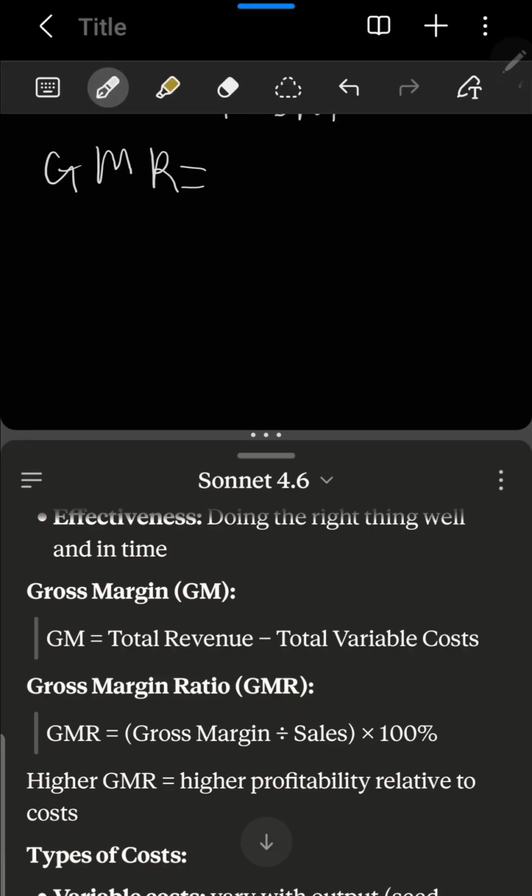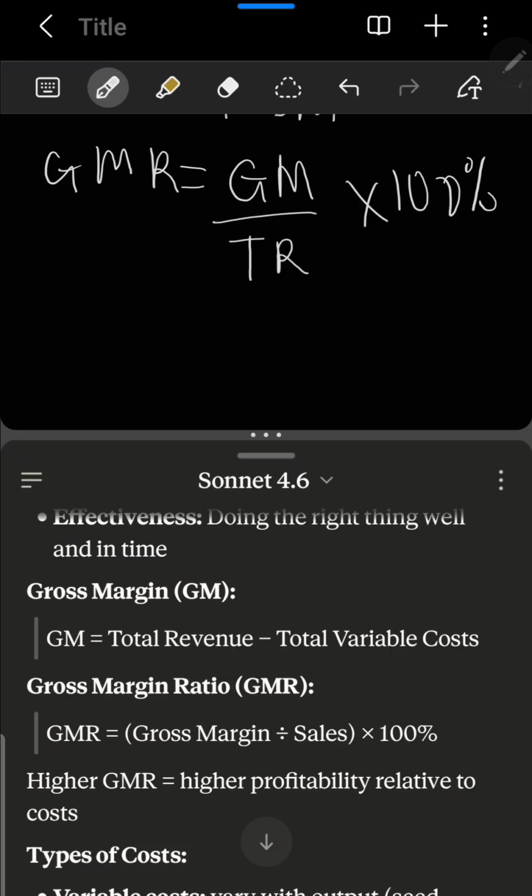So gross margin ratio, what is gross margin ratio? Is it total revenue out of total cost times 100? Total variable cost. Gross margin is supposed to be your gross margin. Now you express it as a ratio of your what? Of your total revenue. So it's the gross margin out of total revenue times 100.